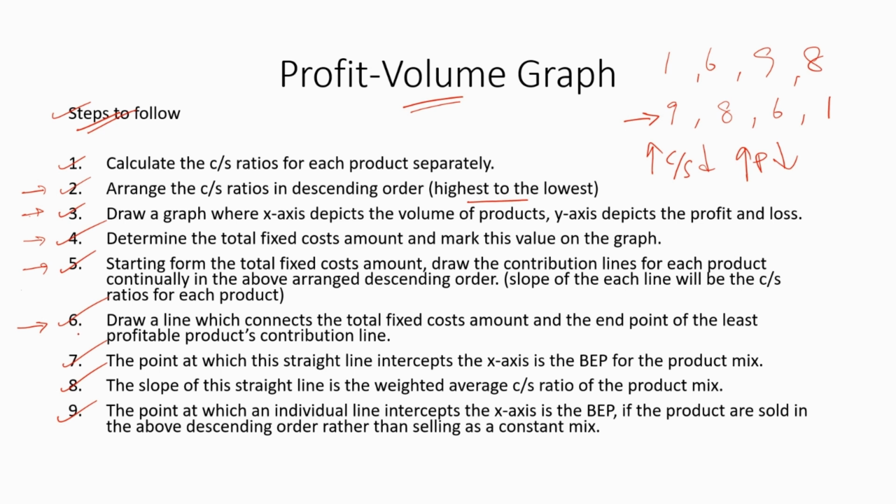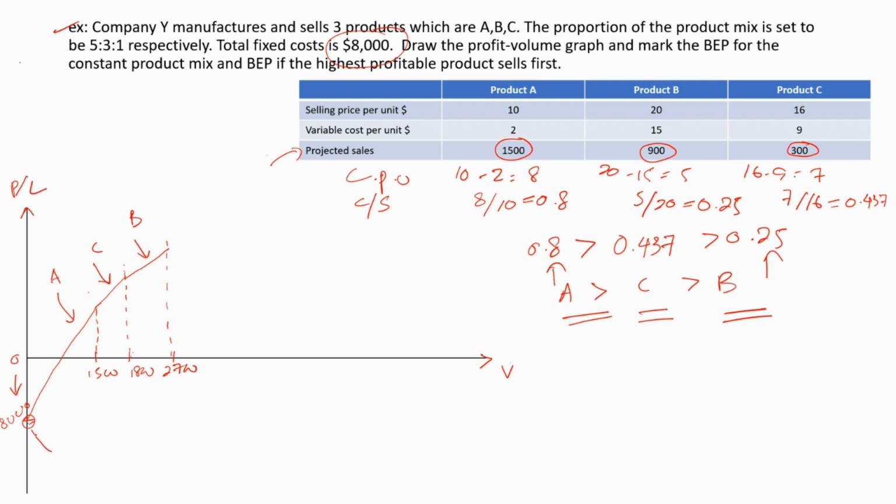Sixth step, draw a line which connects the total fixed cost amount and the endpoint of the least profitable product's contribution line. So this is the fixed cost amount, and starting from here to here, we are going to draw a straight line. So now we are done with drawing the graph.